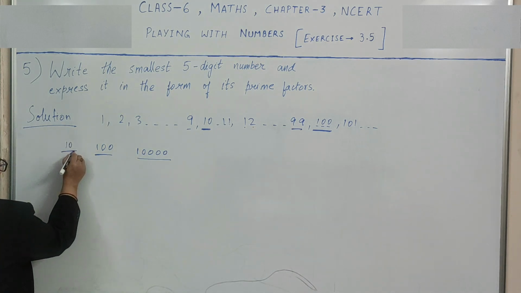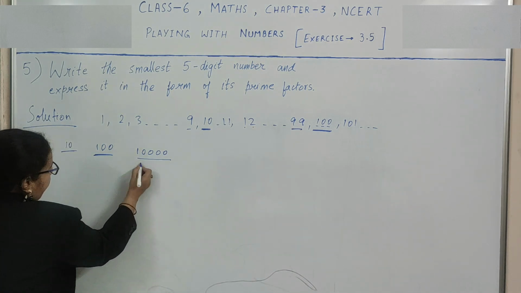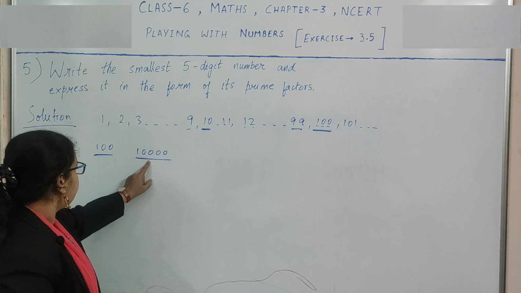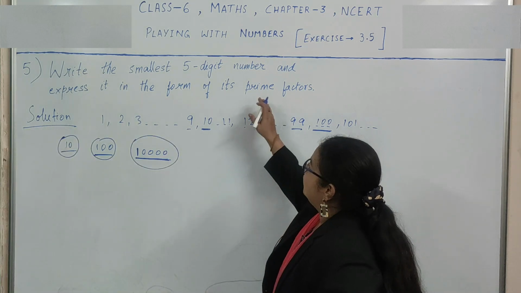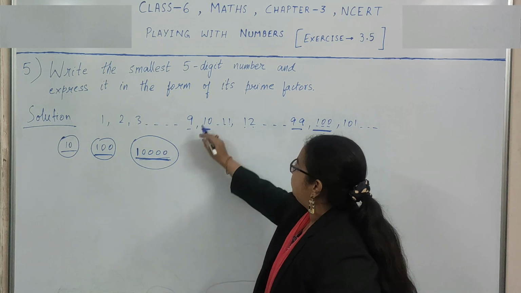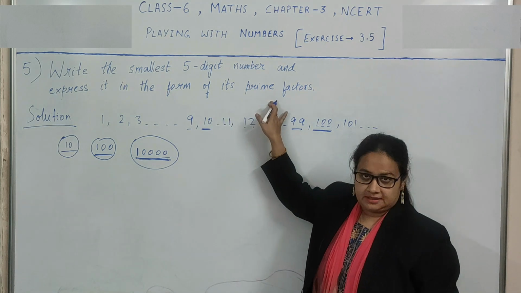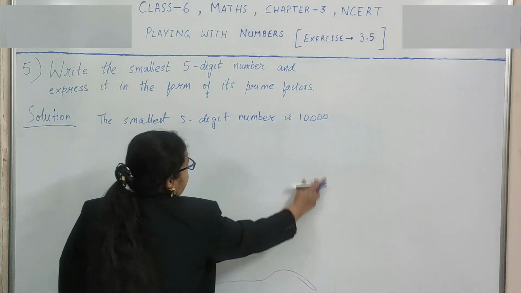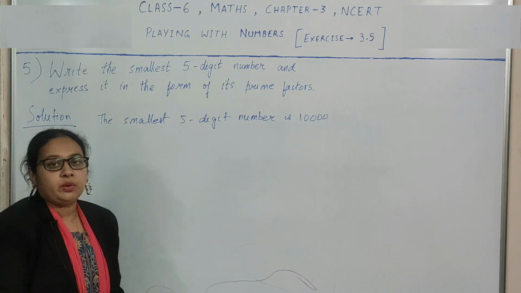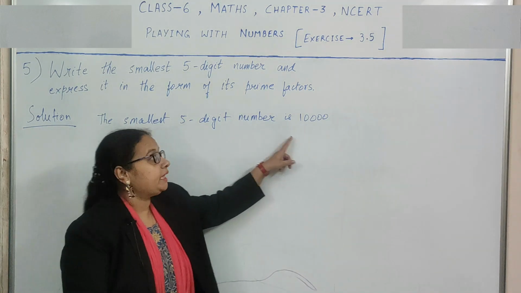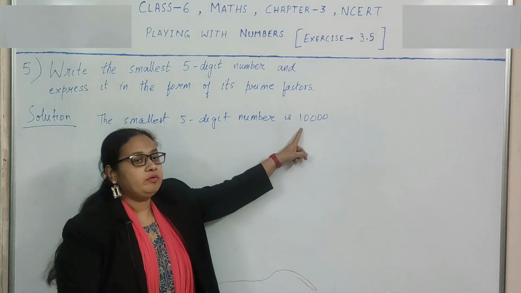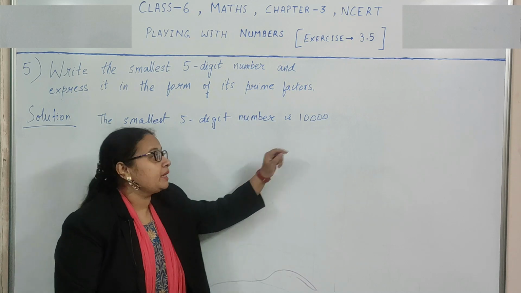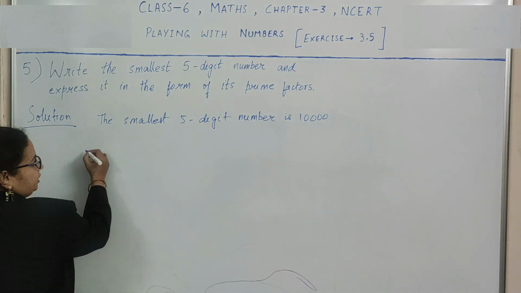So this is the smallest 2-digit number, the smallest 3-digit number, and this is the smallest 5-digit number. Understood how we got the smallest 5-digit number? So now we will express this smallest 5-digit number in the form of its prime factors. See, the smallest 5-digit number is 10,000, right? Now we have to express it in terms of its prime factors. So we will first prime factorize this number. Okay, so let us do the prime factorization.